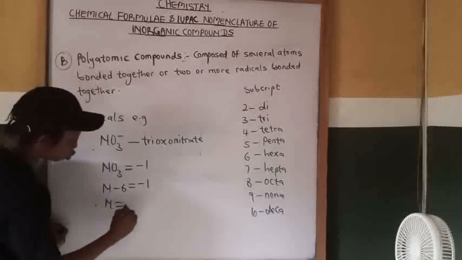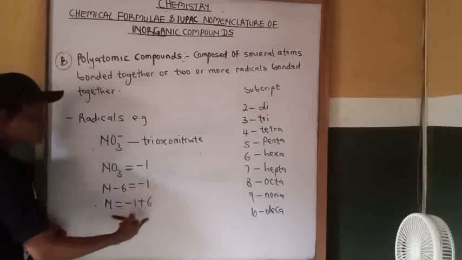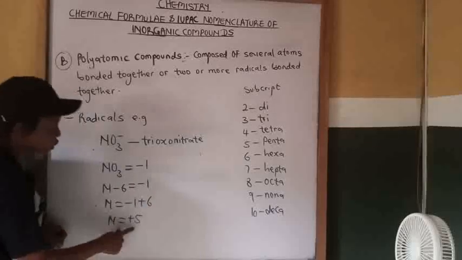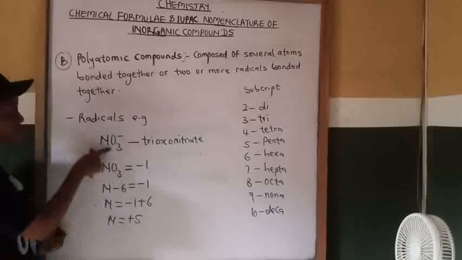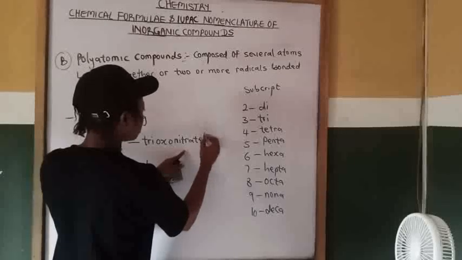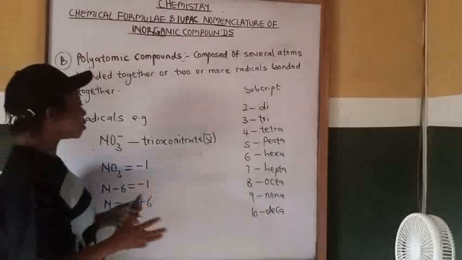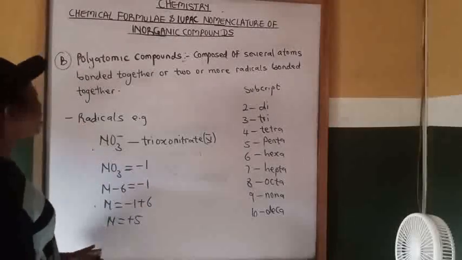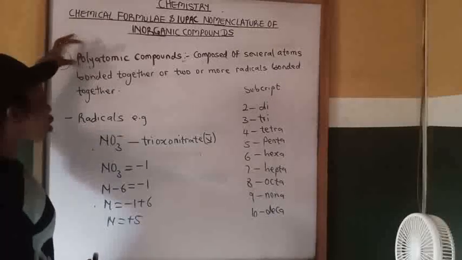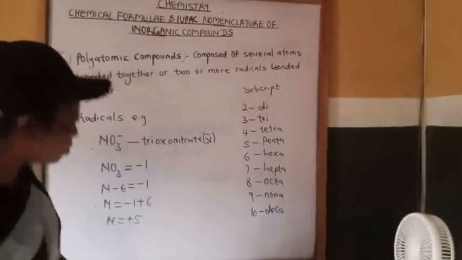So N equal to minus 1 plus 6. By the time you move minus 6 to the other side, N equal to plus 5. So the oxidation number of nitrogen from this ion is 5. So we call it trioxonitrate 5, and so on and so forth. That is how to name radicals. Now let's go back to naming of polyatomic compounds.